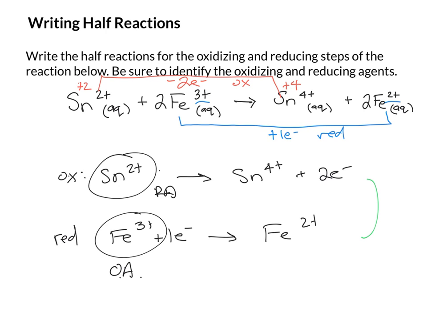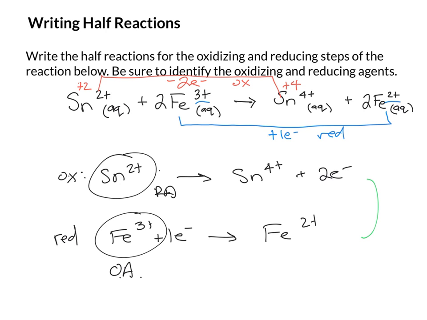A few things I want to note about both identifying oxidizing and reducing agents and writing half reactions. First thing I want to note is about the identification of the oxidizing and reducing agent. In these contexts, I do not want you to pick out just the individual atoms that are being oxidized or reduced.